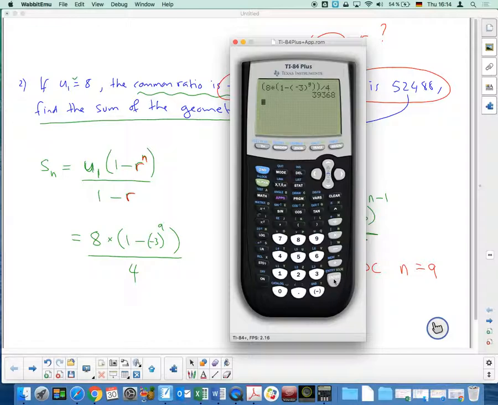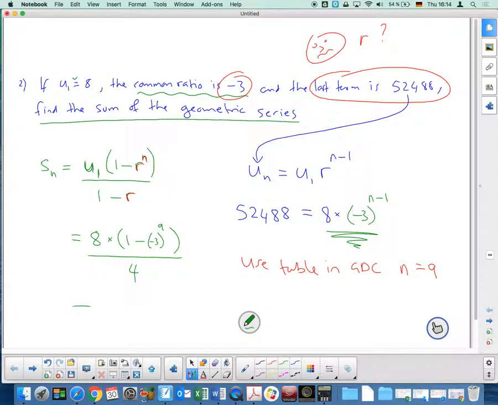It's a nice, solid, whole number answer, and usually when that happens, you can maybe sit back and think, well, 39368. I haven't got any odd numbers, so the chances are it's right. Not always true, but sometimes it is. So that's how you do it. That's how you handle a question like that.